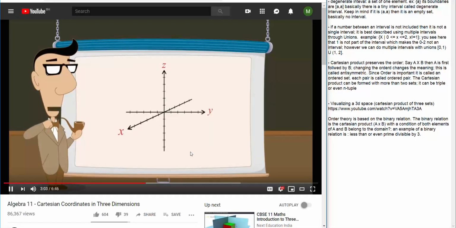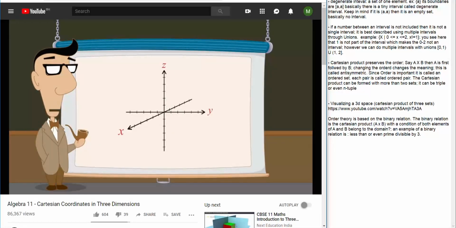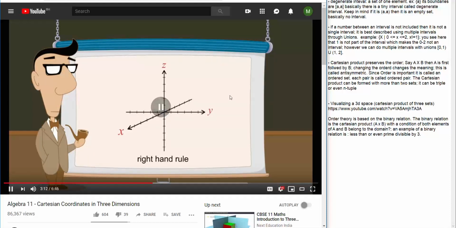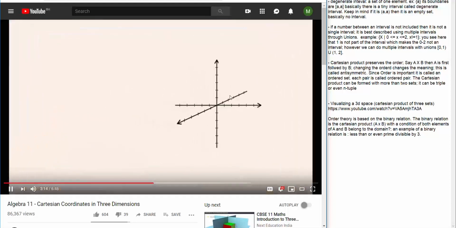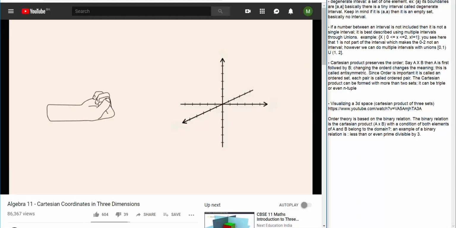The axes can be oriented in any way as long as all three axes are perpendicular to each other and they conform to what is called the right-hand rule. The right-hand rule states that if you align the thumb of your right hand pointing in the positive direction of the x-axis and your index finger pointing in the positive direction of the y-axis, then your middle finger should point in the positive direction of the z-axis.